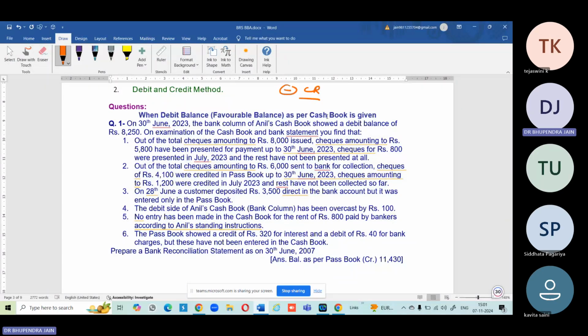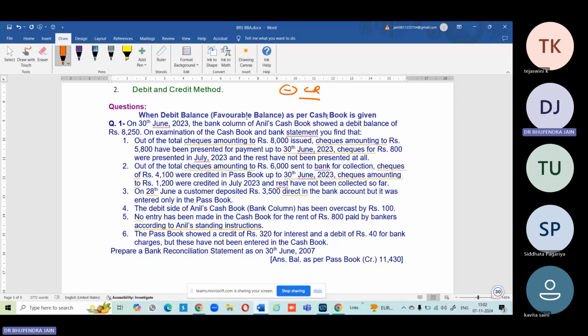Whenever we start the question with the balance as per cash book, then we need to reach the balance as per passbook. Or whenever we start the question with the balance as per passbook, we have to match the balance as per cash book. You can start the question using either balance, as per cash book or as per passbook. It depends upon the situation given in the question. If the cash book balance is given, then the question starts from the cash book balance. Cash book balance may be favorable or unfavorable, debit or negative.